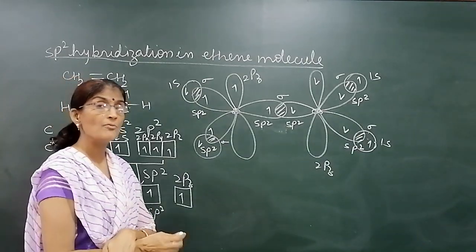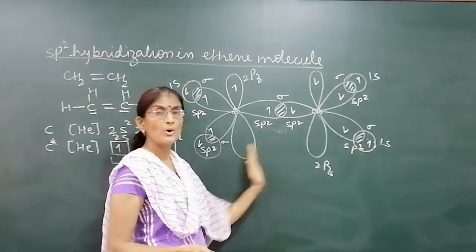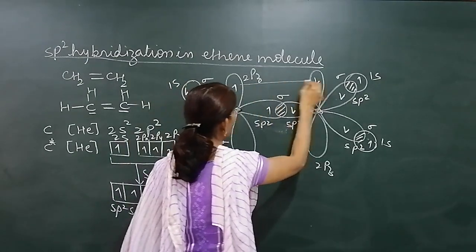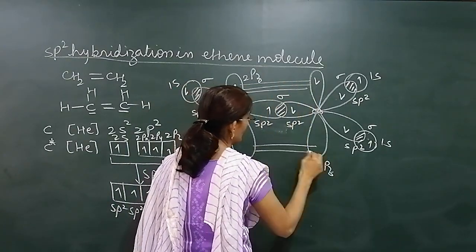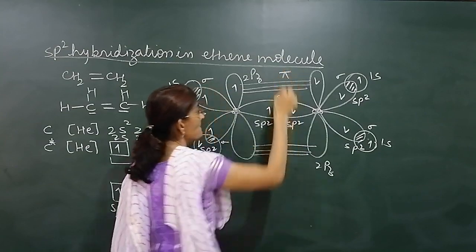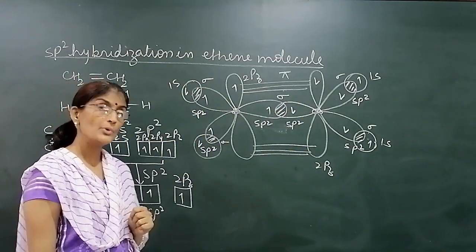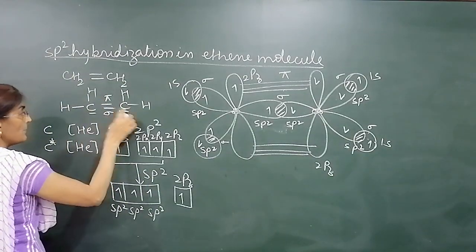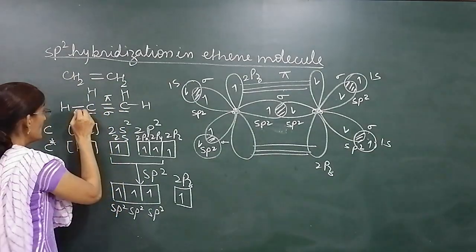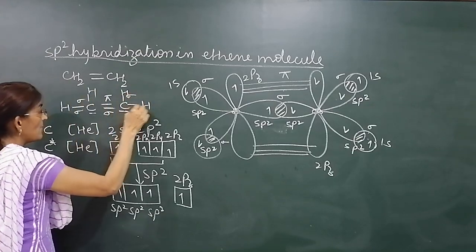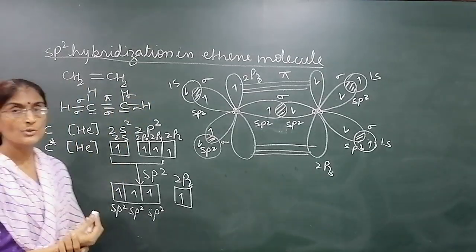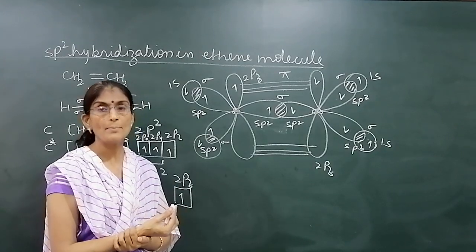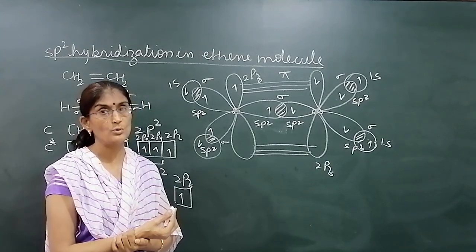Now which orbitals remain for overlapping? 2 atomic orbitals, 2pz, which lie perpendicular to the plane. They will overlap sidewise this way. Which bond is formed? Pi bond is formed. So in ethene molecule, there are 1 sigma and 1 pi bond between 2 carbon atoms, and CH sigma bonds, how many? 4. So there are 4 CH sigma bonds and 1 sigma and 1 pi bond present in ethene molecule.